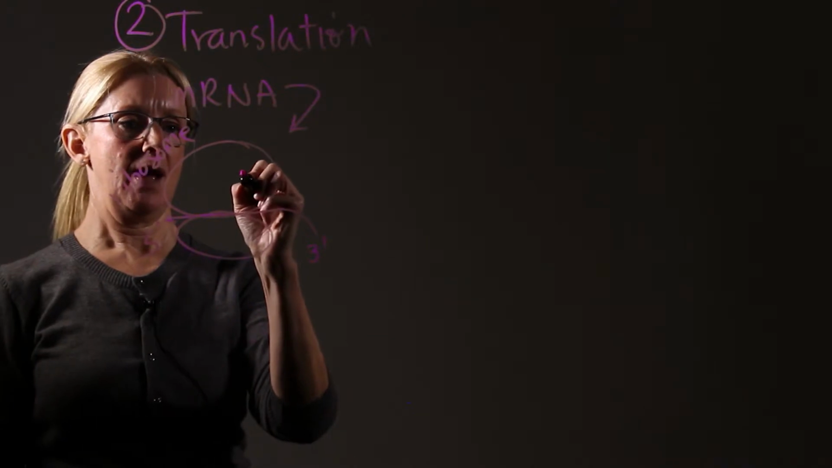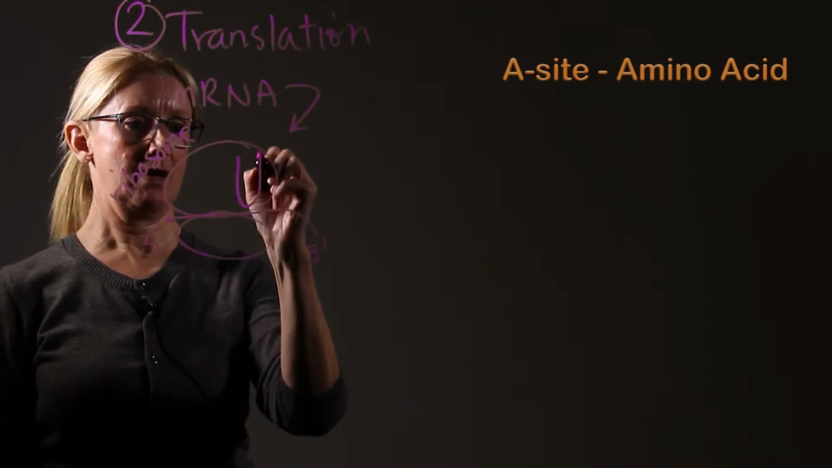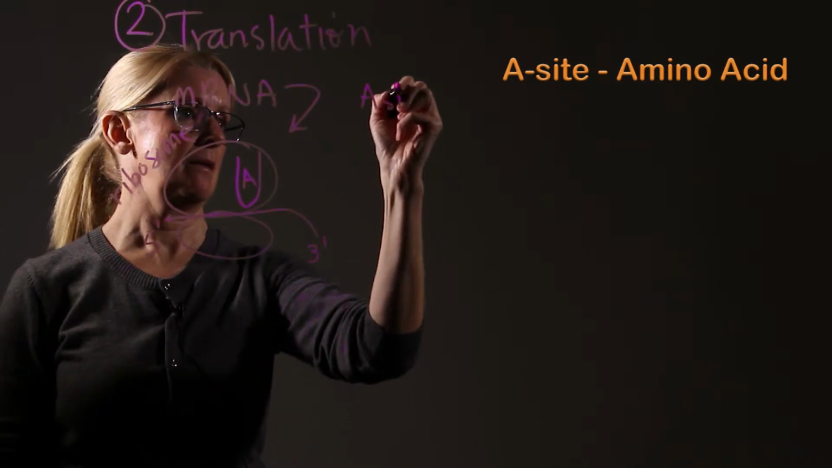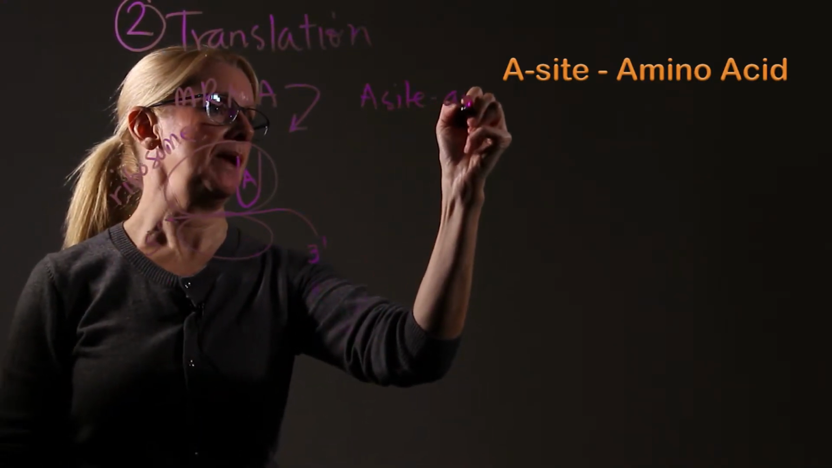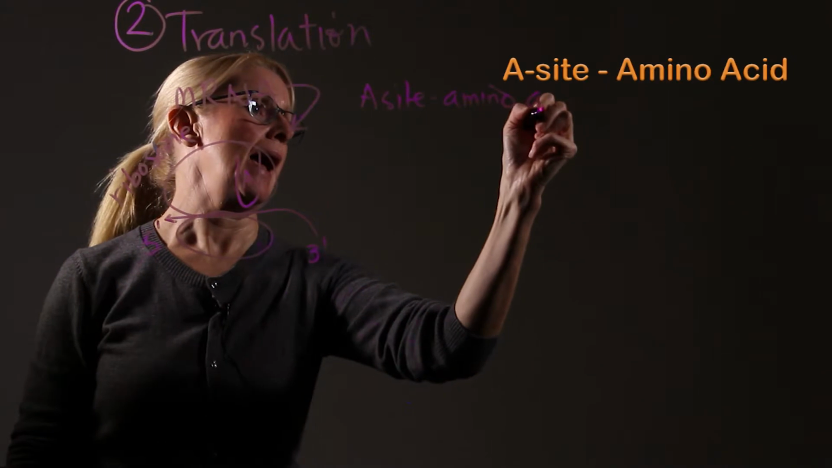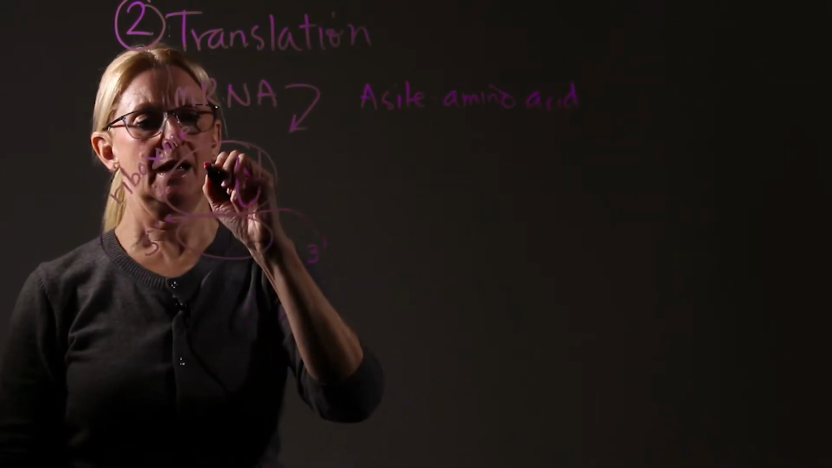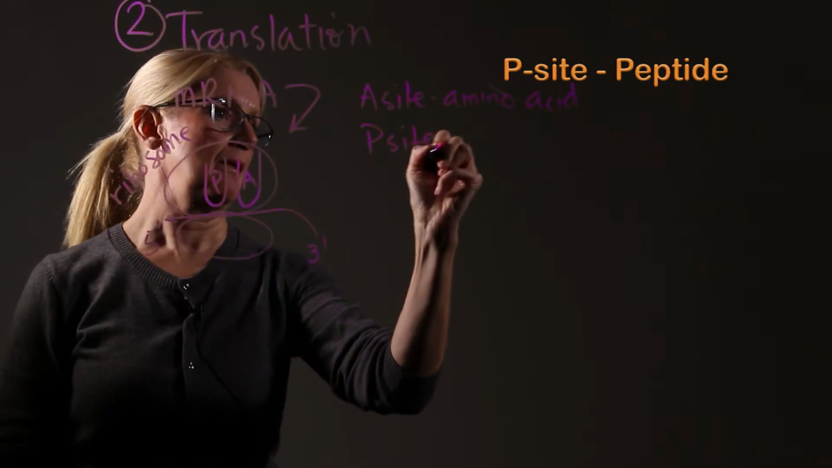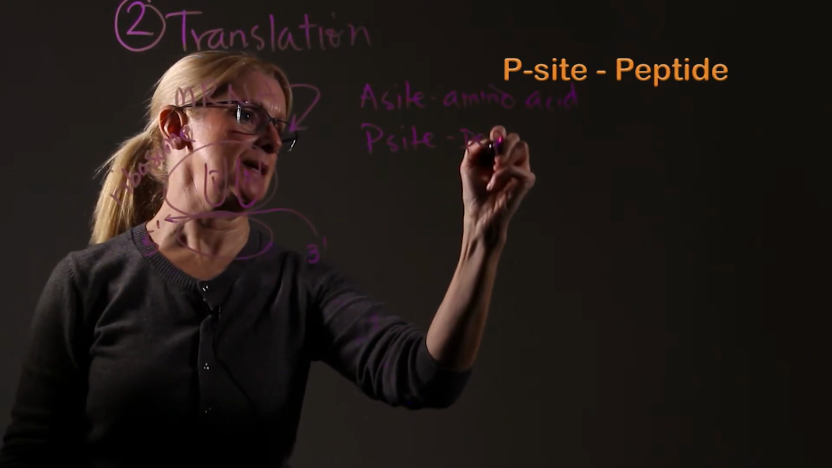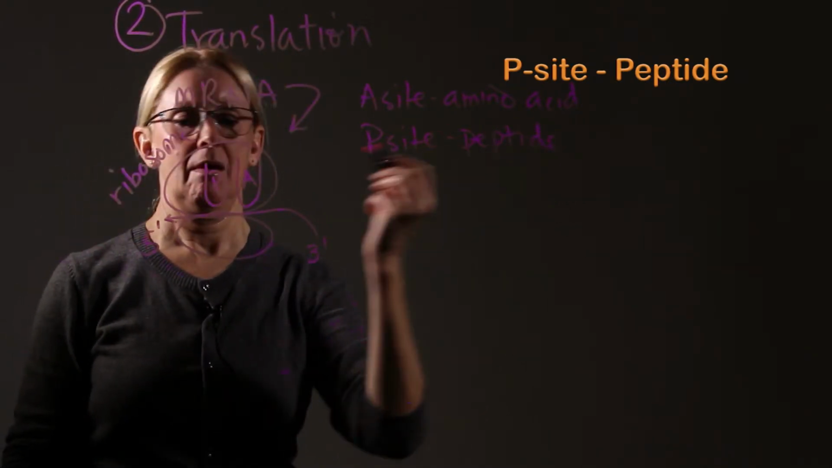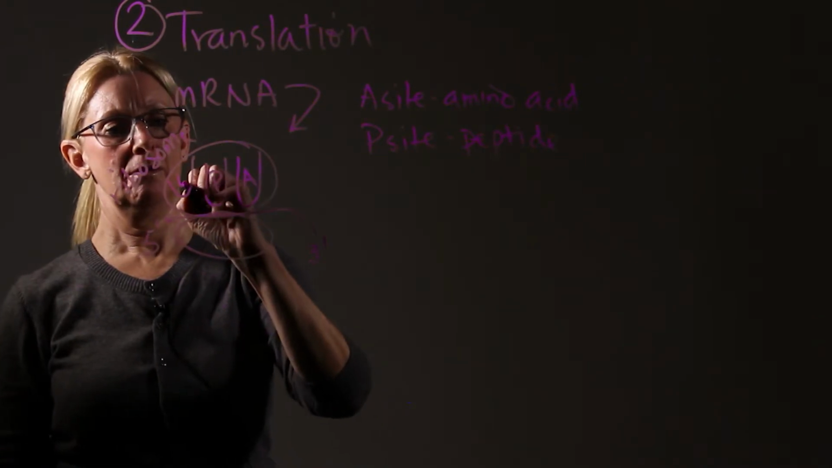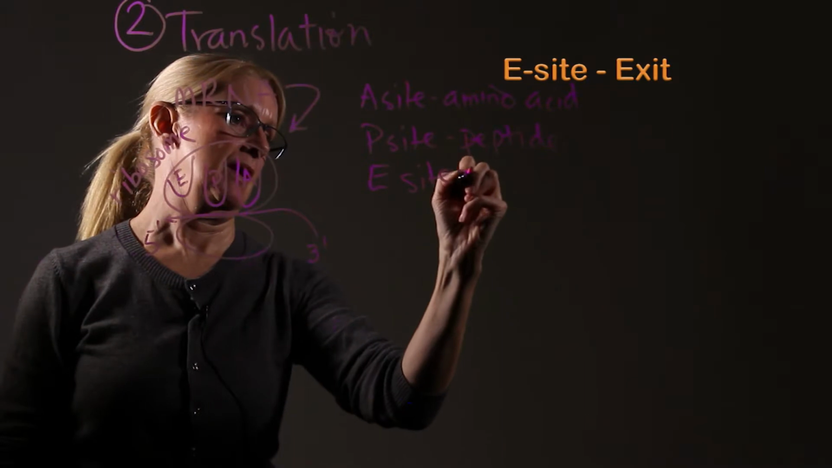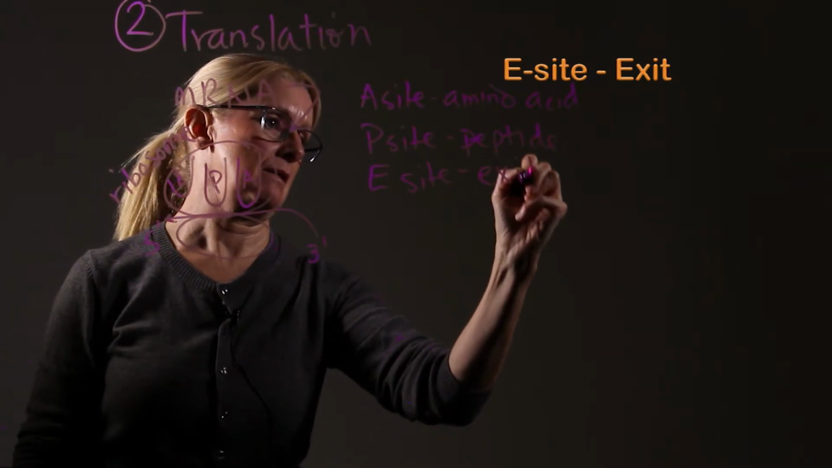And this ribosome now has 3 different sites on it. The first site is called the A site, which stands for amino acid. The second site on our ribosome is called the P site, and this just stands for peptide site. And then we have a third, the E site, and this is the exit site.